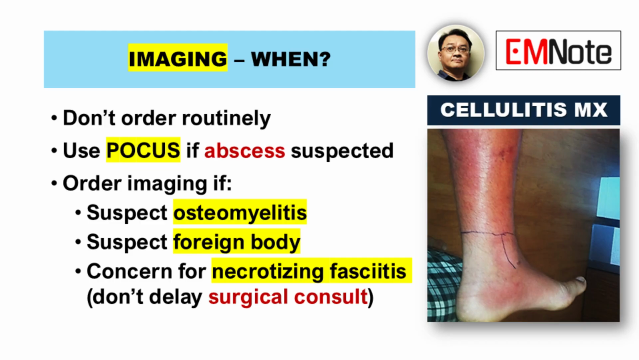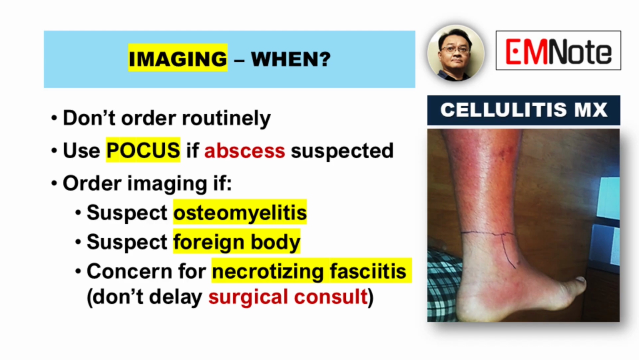Next, regarding imaging. Routine imaging is not necessary in straightforward cellulitis cases. However, point-of-care ultrasound, PoCUS, can be incredibly helpful when there is uncertainty in distinguishing between cellulitis and a potential skin abscess.